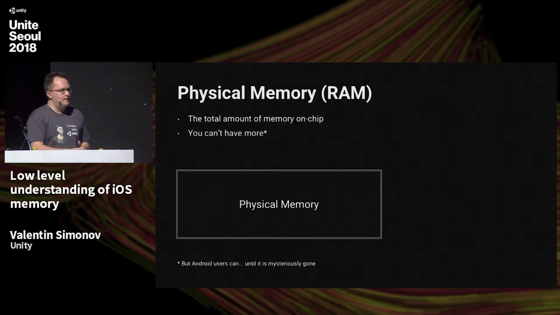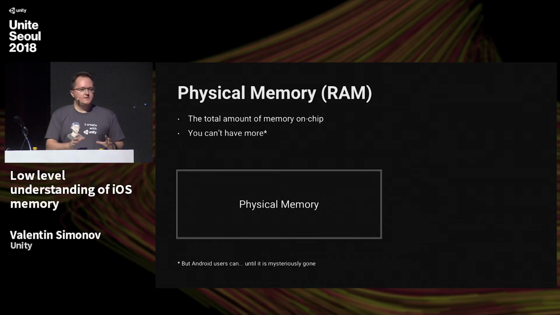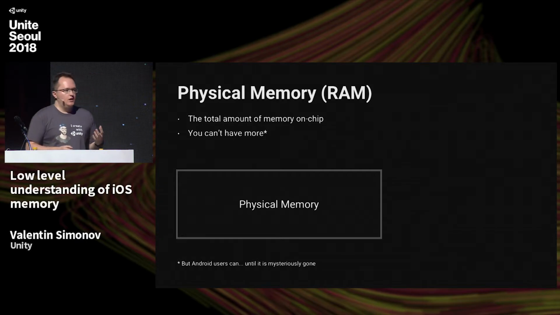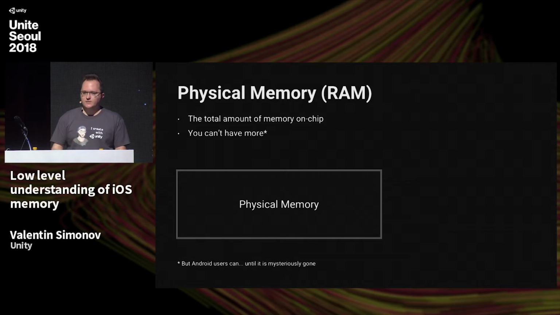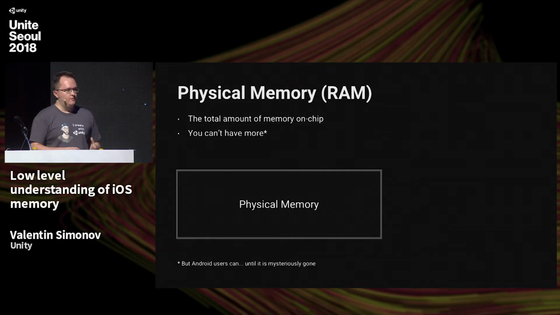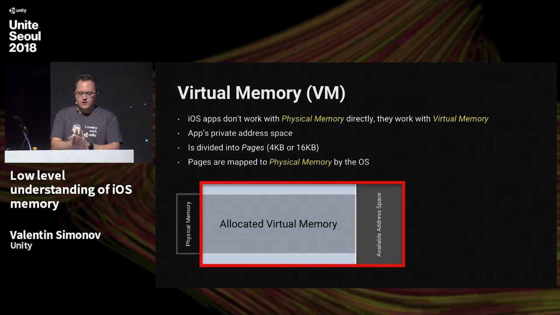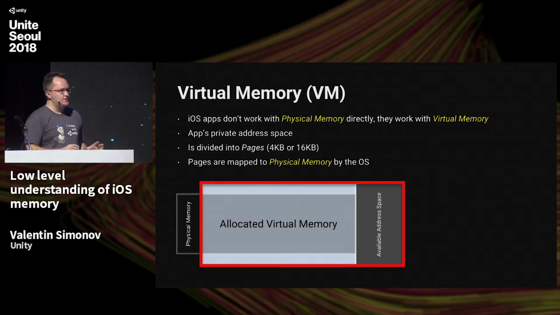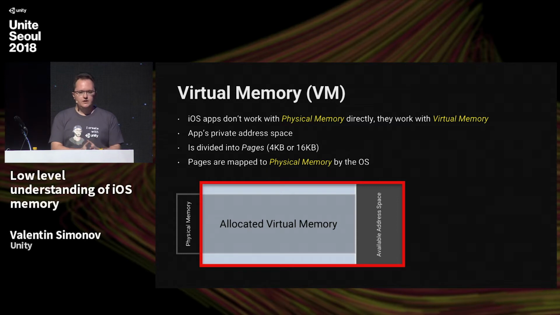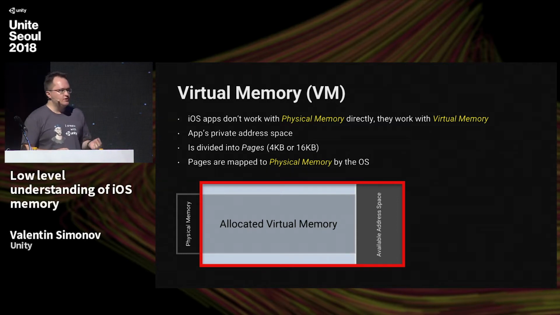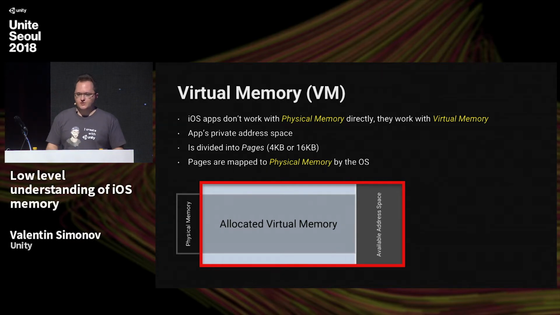So first, we have physical memory. This is the total memory on chip you have on your iPhone or iPad. For example, you might have 512 megabytes or 1 gigabyte. But you cannot have more because it's physical hardware on chip. Each running application consumes a part of this physical memory. But in modern operating systems like iOS, applications never work with physical memory directly. Instead, they use so-called virtual memory.